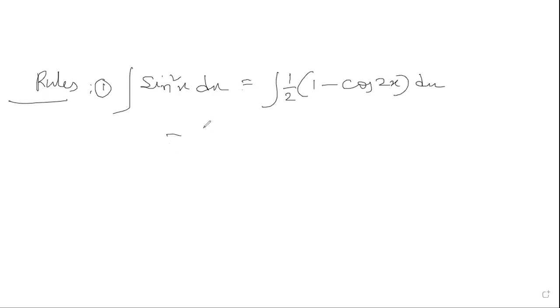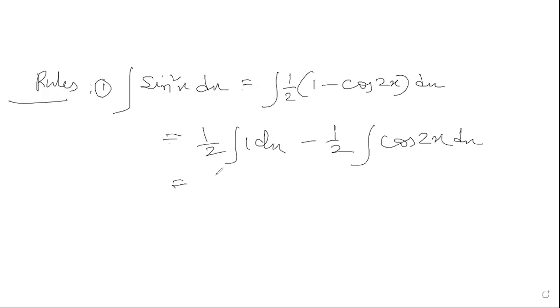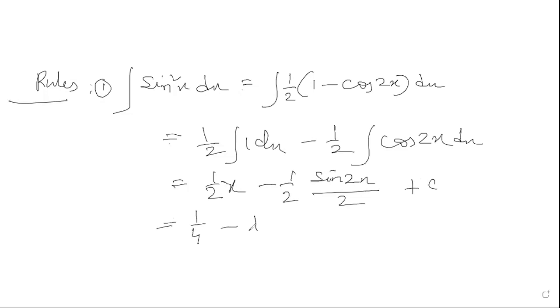So now you break, open the bracket, this is half, integration only 1 dx, and again half cos 2x dx with a minus. So your answer will be half into 1, the integration of 1 is x, so half x minus, half into another 2 will come, because the integral of cos 2x is sin 2x by 2. So the answer will be 1 by 2 x minus 1 by 4 sin 2x plus c.